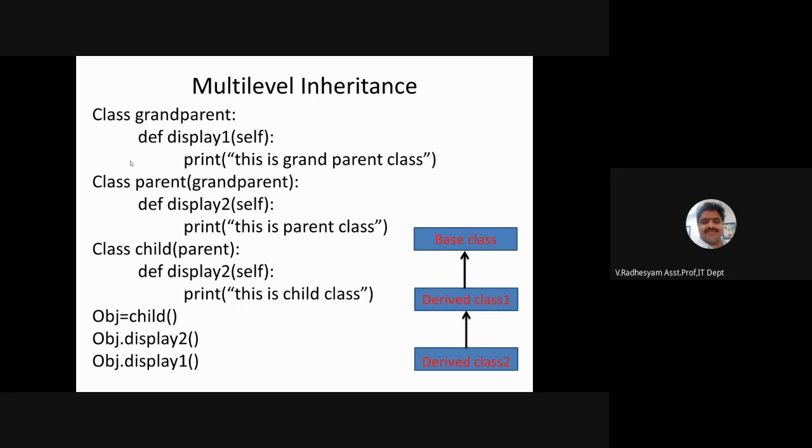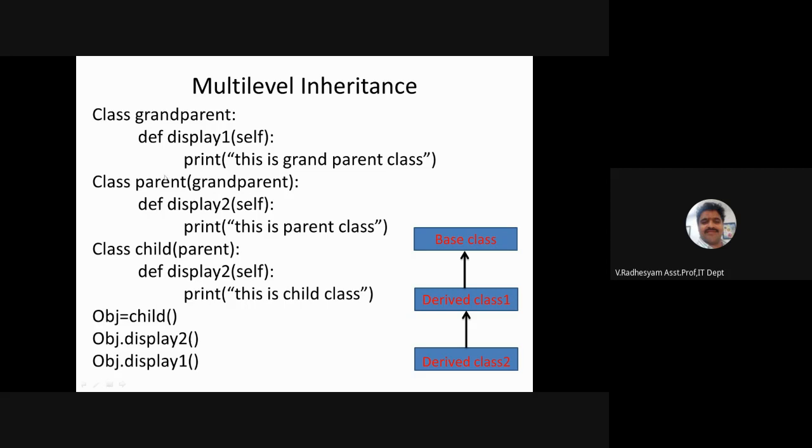Now there is another type of inheritance called multi-level inheritance. What multi-level inheritance says is, there is a class called grandparent, which consists of one method. And there is another class called parent. There is a single inheritance between grandparent and parent, because we kept class parent and grandparent. So there is a relation. And then class child, parent.